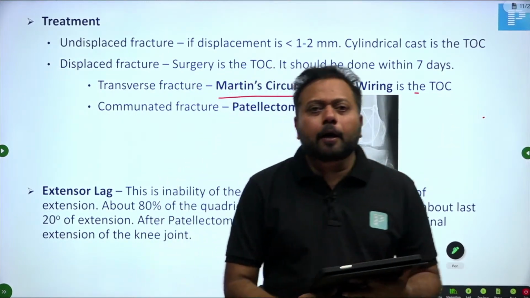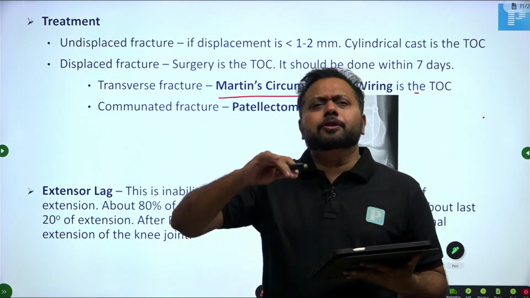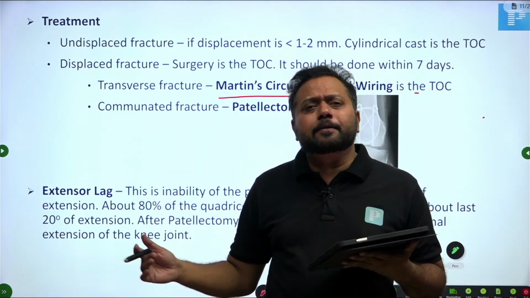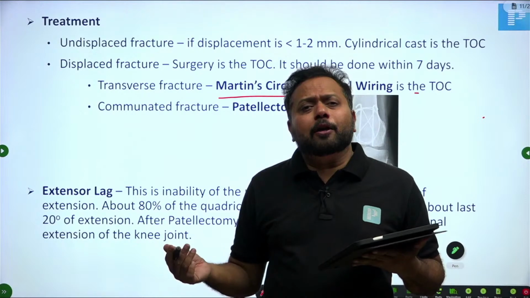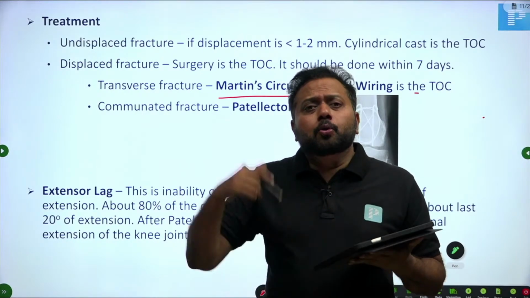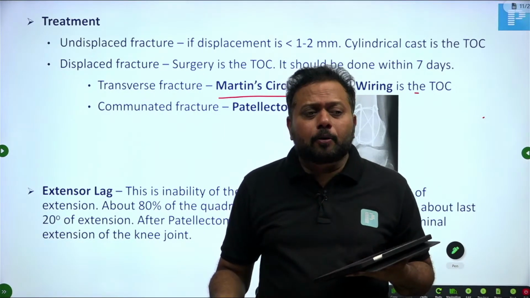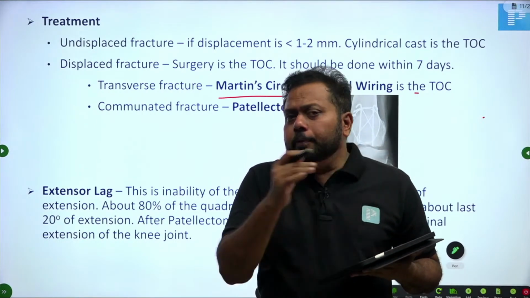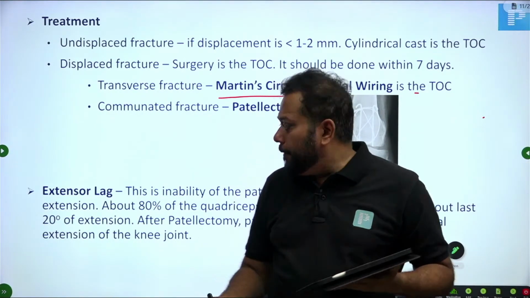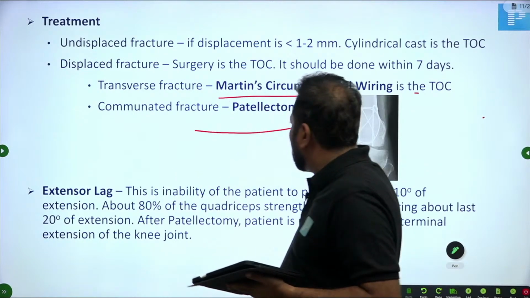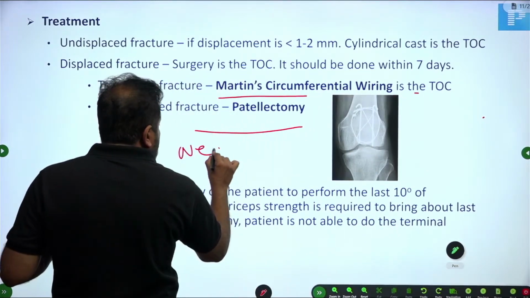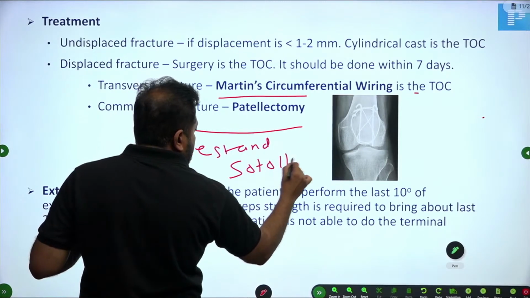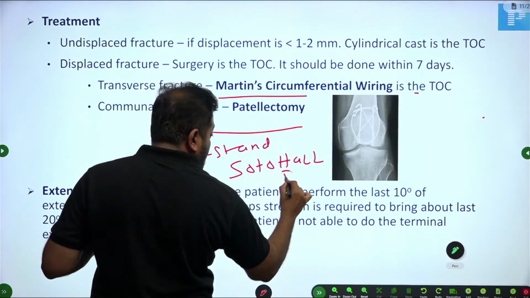But if the patella is very much shattered into many pieces, that's called comminuted, highly comminuted fracture patella. You can't reconstruct. You have to go for what is called patellectomy. And the patellectomy goes by a name, and that is called West and Soto Hall's procedure. They may ask this question.